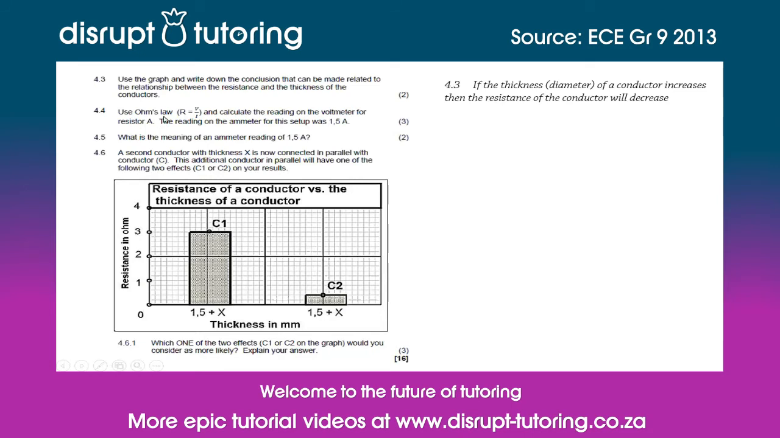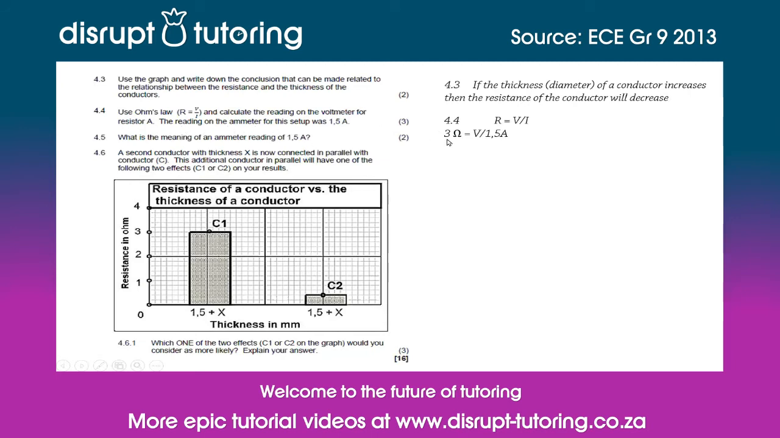4.4 says you must use Ohm's law, R equals V over I, and calculate the reading on the voltmeter for resistor A. The reading on the ammeter was 1.5 amps. So the formula for calculating resistance using Ohm's law is R equals V over I, V being the voltage and I being the current measured in amps. So what we want to do here, let's first put values for these because they are given.